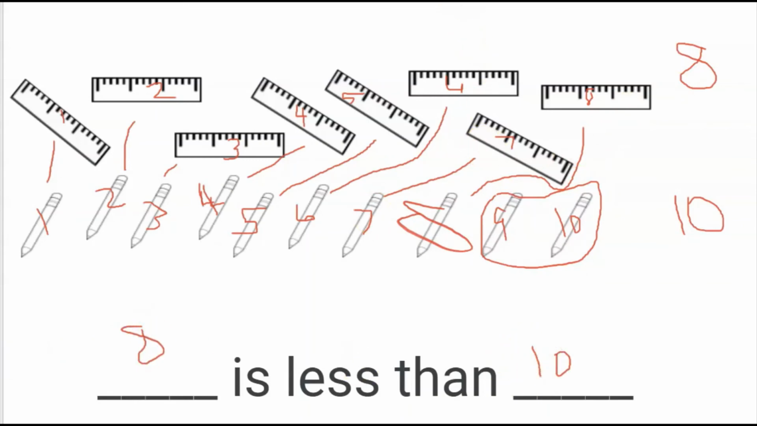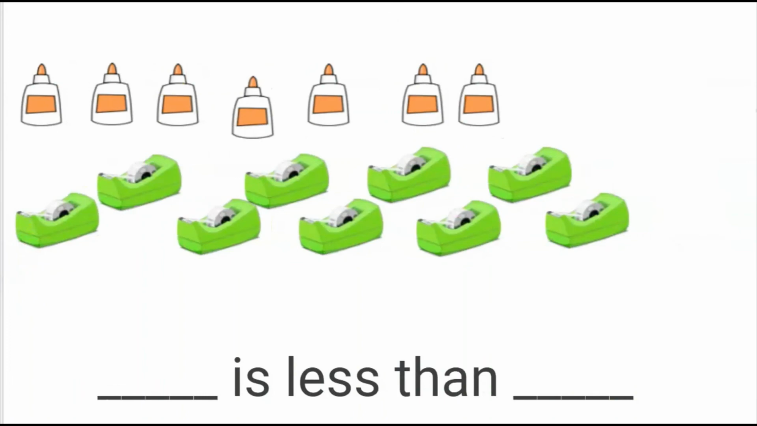All right, we have one more. Glue bottles and tape. Your teacher's going to pause the video. You're going to count the glue bottles, count the tape, and fill in the sentence: blank is less than blank.